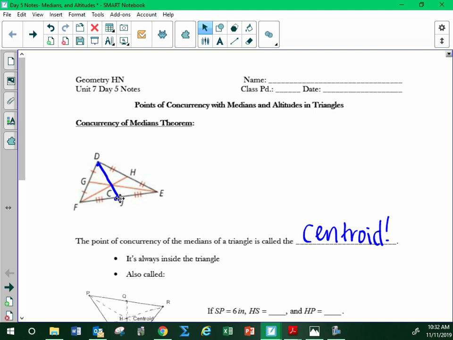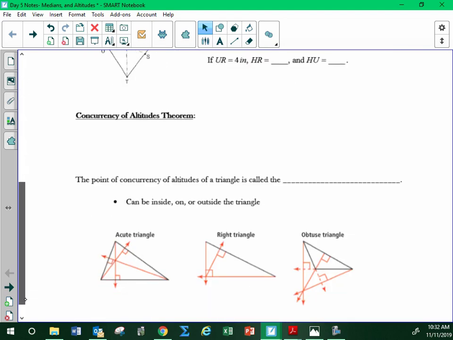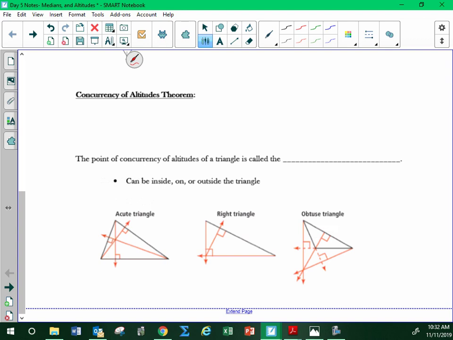Let's go ahead and look at our altitudes. Again, an altitude connects vertex to side opposite so that it is perpendicular. And when we draw all of our altitudes, they meet at the point we call the orthocenter. Does that make you think of your dentist? That's where you go to get braces, is the orthocenter. All the orthodontists are at the orthocenter.